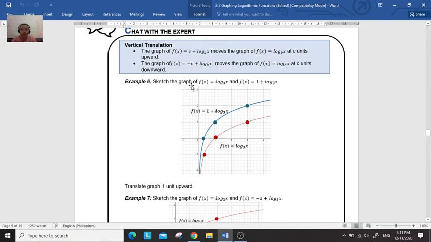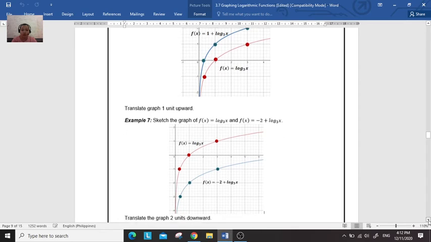Okay, so let's try. If this is the given 1 plus log x base 3, then therefore if this is the pre-image, let's move the graph upward 1. So this is now our new graph of the f of x is equal to 1 plus log x base 3. Okay, let's move to example number 3.